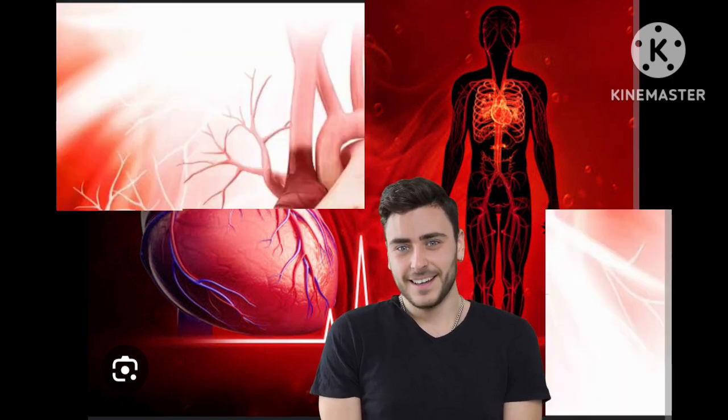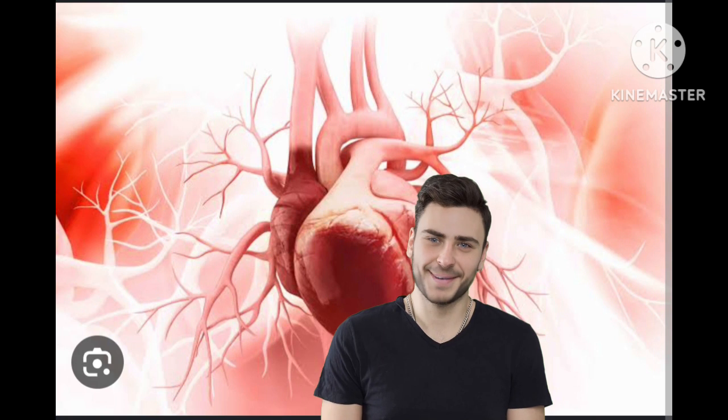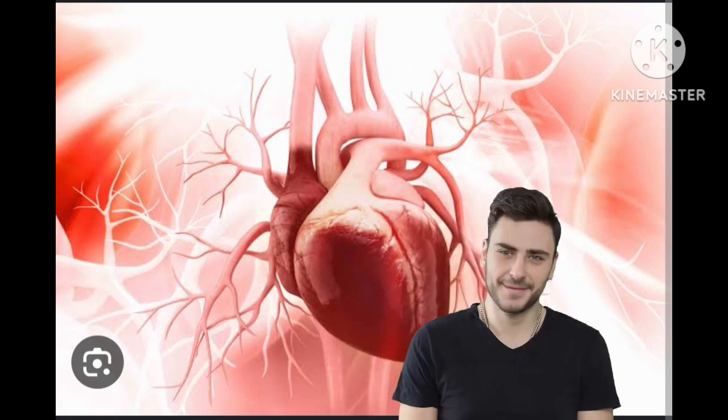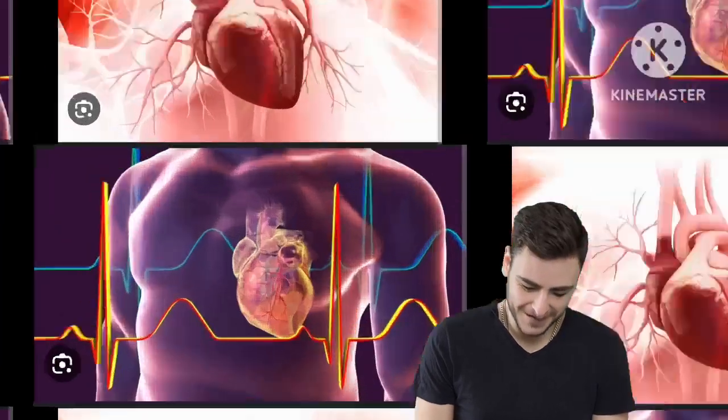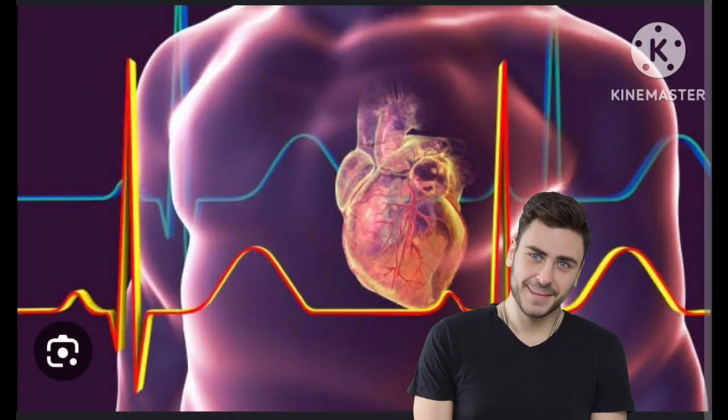Aortic valve: located between the left ventricle and aorta, it prevents the backflow of blood from the aorta to the ventricle. Major blood vessels. Superior and inferior vena cava: these are the largest veins that bring deoxygenated blood from the body to the right atrium.